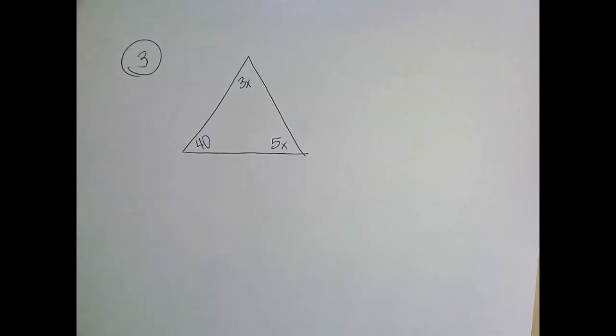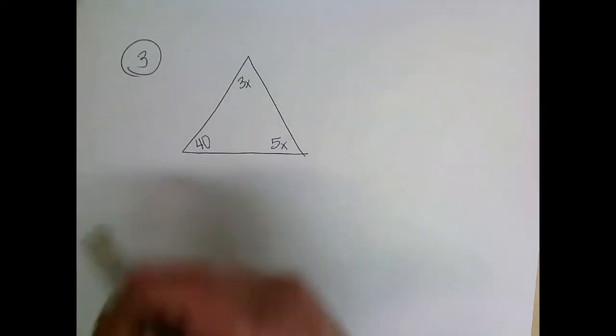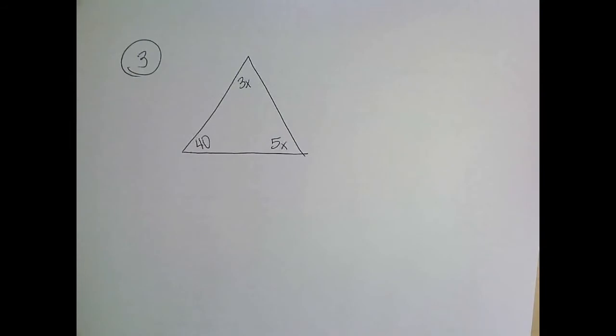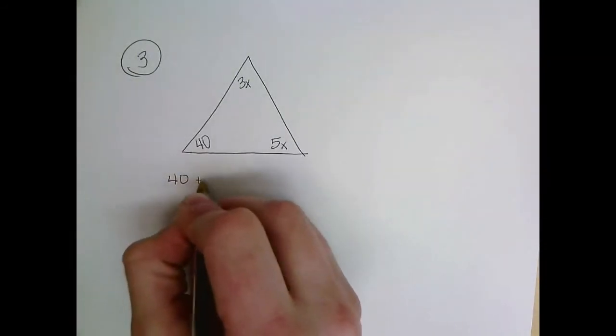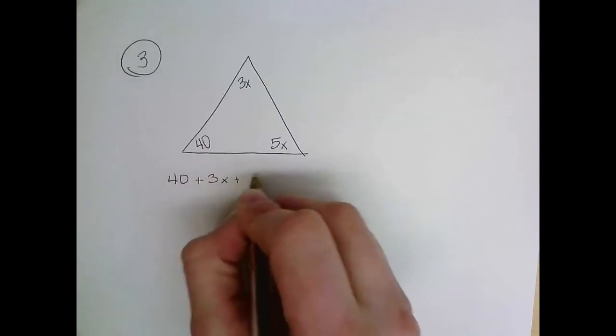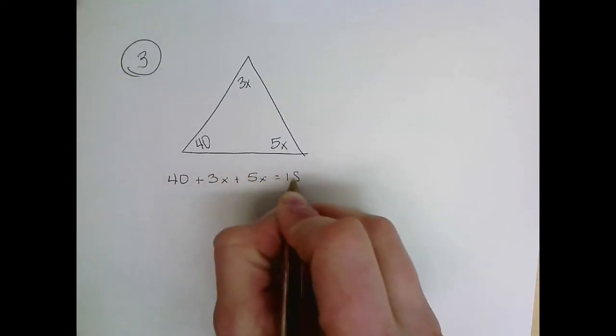Our third example here involves a triangle, and the fact we have established about triangles is that the interior angle sum has to equal 180. That means when I add all 3 angles together, it needs to add up to 180. So we can write our equation as 40 plus 3x plus 5x equals 180.